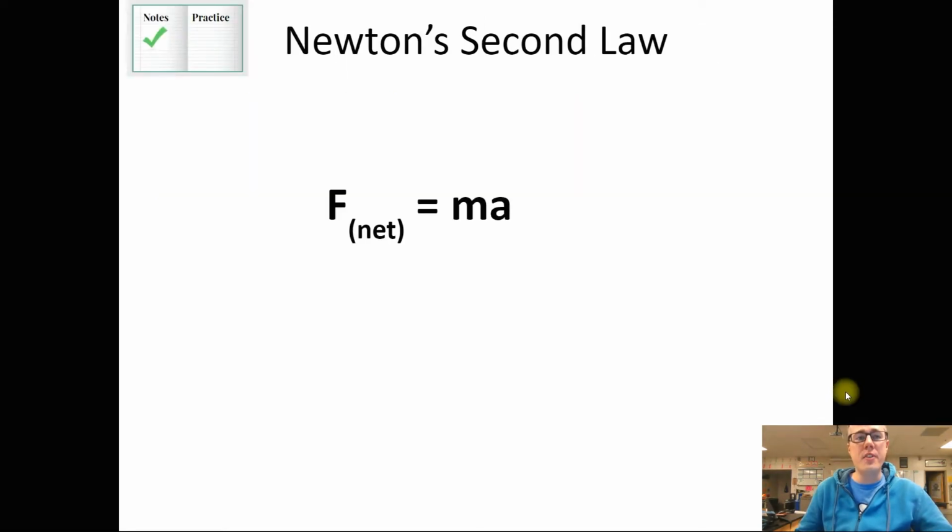We need an equation for this, so still on your note side, make sure that you have this equation down because you're going to need it a bunch. And it's a pretty simple equation. There's not a lot of pieces to it.